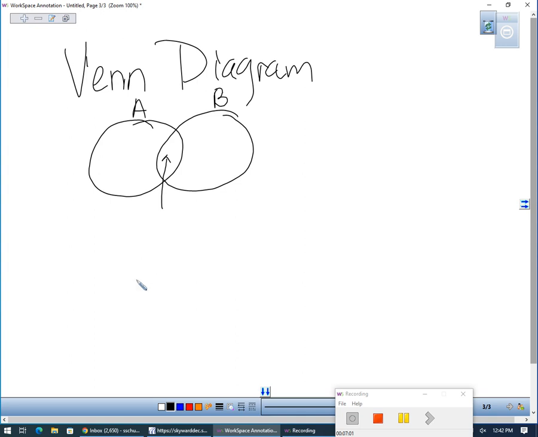I think it's multiply. So we're going to figure this out. So this part of the circle will be probability of A. This part of the circle is probability of B. This part of the circle is going to be our probability that A and B occur. We're going to write it that way.